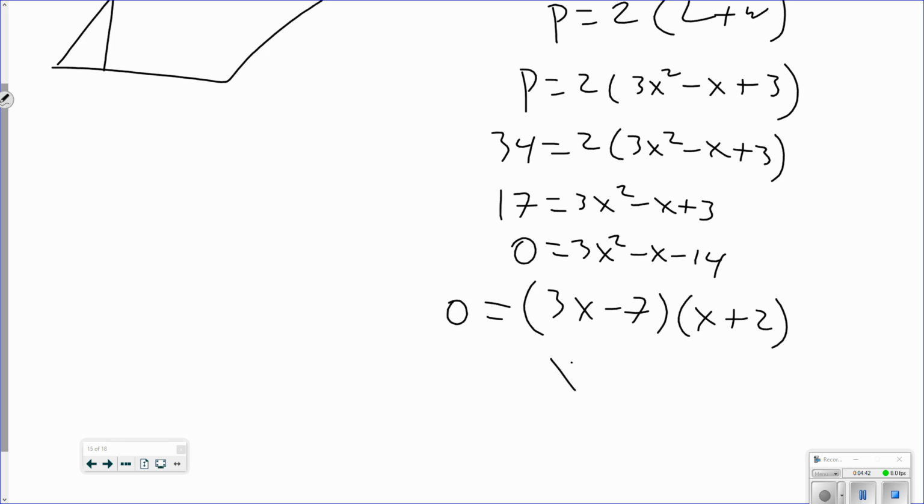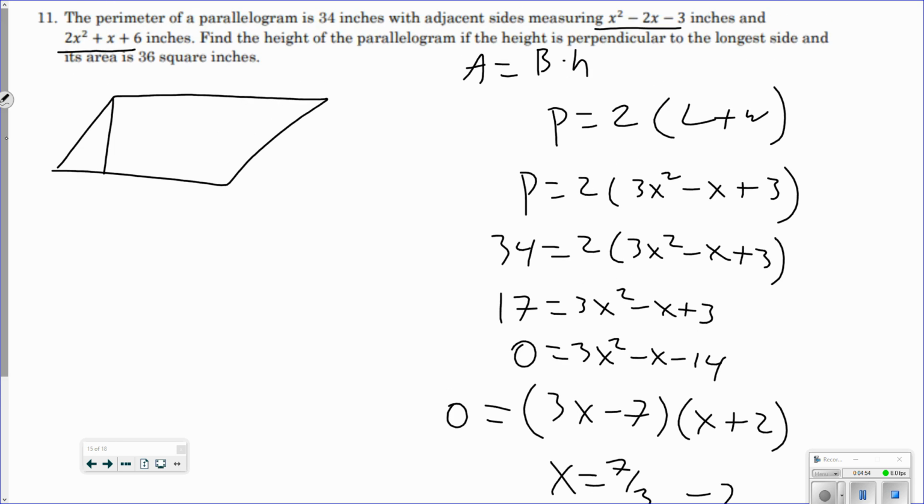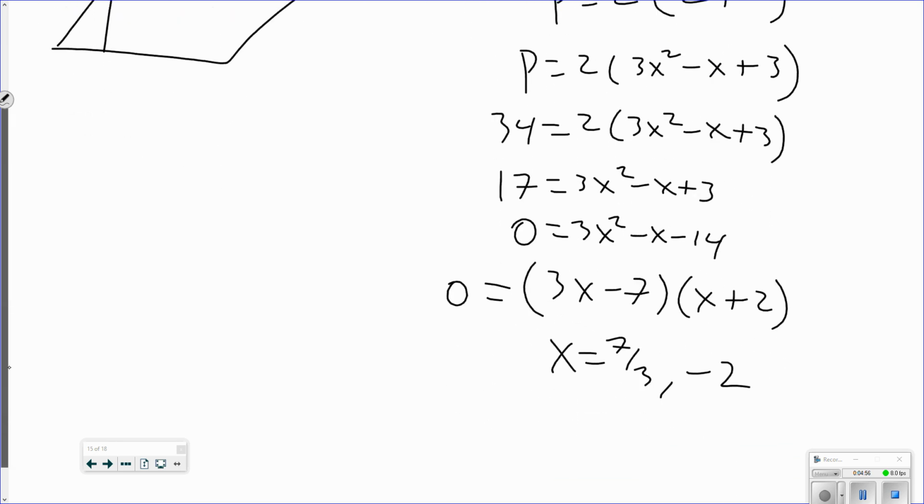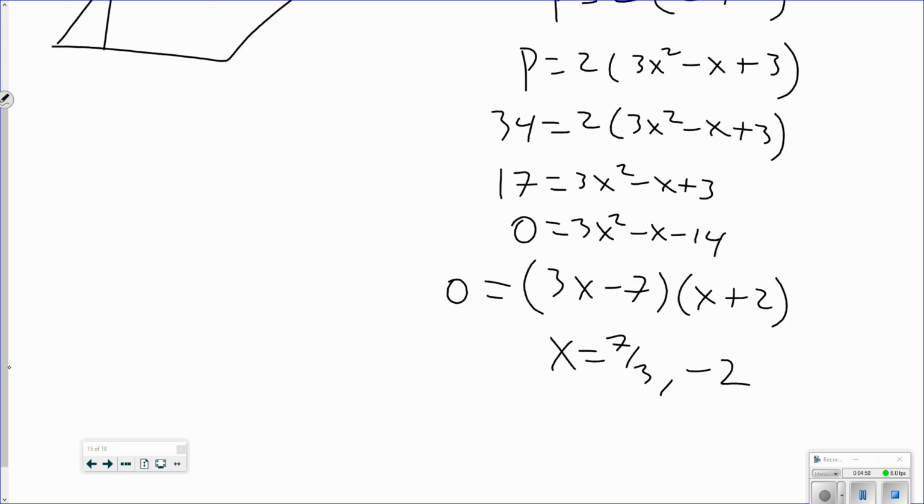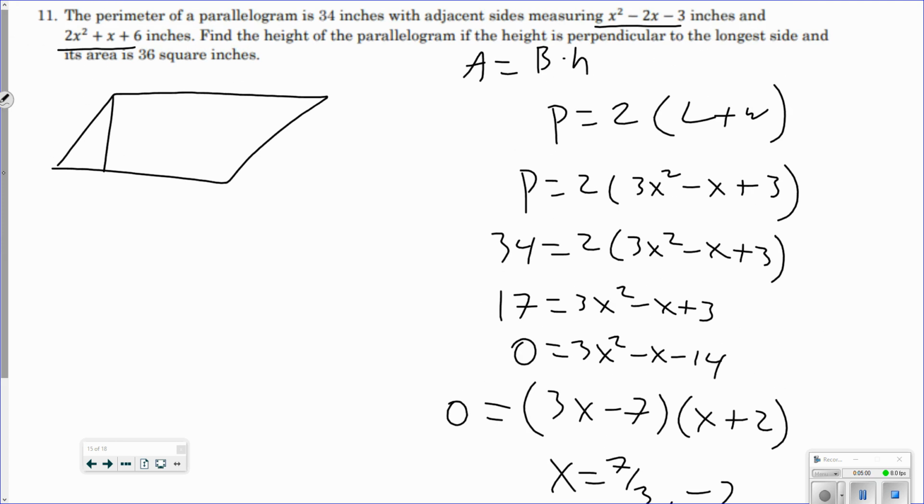So that tells me x is 7 over 3 or negative 2. Just because I have an x value of negative 2 doesn't mean it's not possible, because x's can be negative. What can't be negative are your sides. So what I'm going to do is take both these x's and plug them back into my two sides that we had from the beginning, right? The 2x squared plus x plus 6 and the x squared minus 2x minus 3. I'll plug both of those into that variable and in those sides.